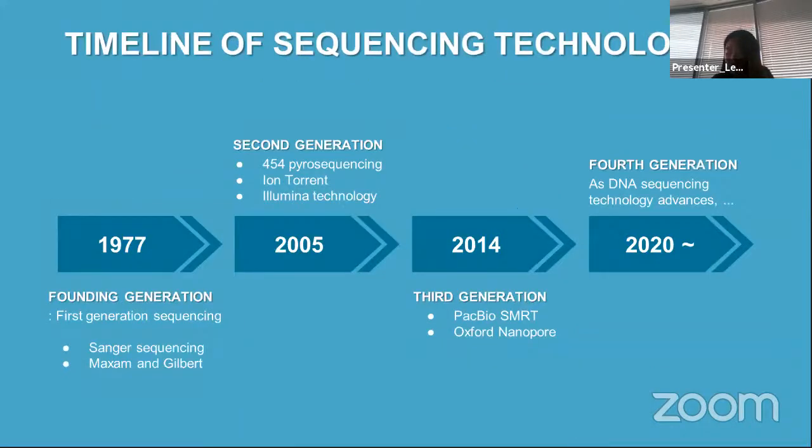This is a timeline of sequencing technologies. Sequencing technology, which develops so fast and is frequently used in many places, was first started by Sanger. And since 2005, sequencing technology has developed rapidly, reaching second and third generation technology. Now, let's find out more about NGS technologies.